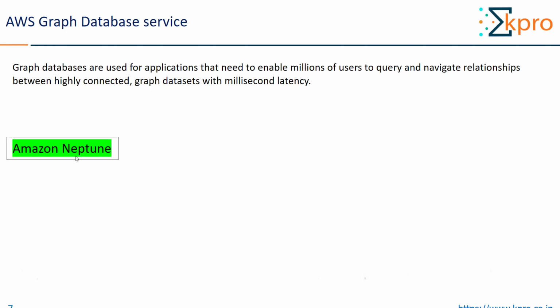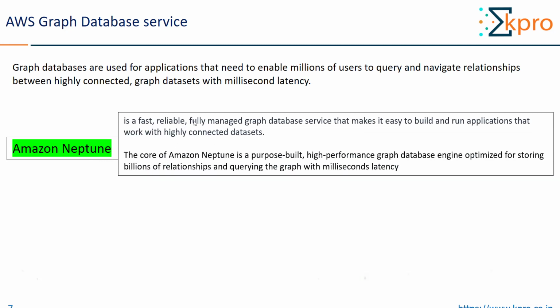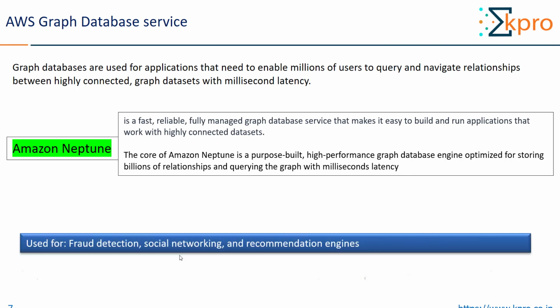What Amazon provides is Amazon Neptune, a database service. It's a fast, reliable, fully managed graph database service that makes it easy to build and run applications that work with highly connected datasets. The core of Amazon Neptune is a purpose-built, high-performance graph database engine optimized for storing billions of relationships and querying the graph with millisecond latency. It is used for fraud detection, social networking and recommendation engines.